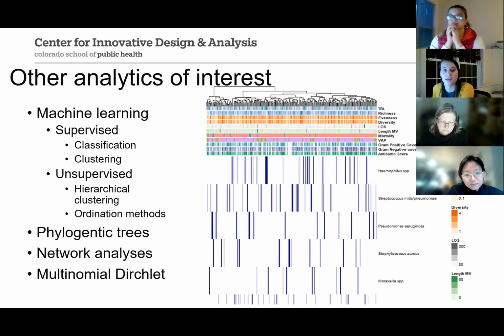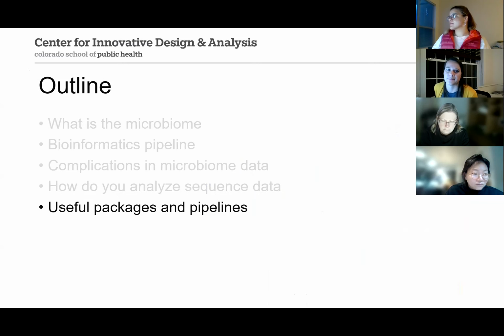You can also think about things like phylogenetic trees, network analyses, and again, that multinomial Dirichlet. Network analyses and phylogenetic trees are becoming increasingly popular in microbiome, specifically the network analyses. There's a lot going into that right now.